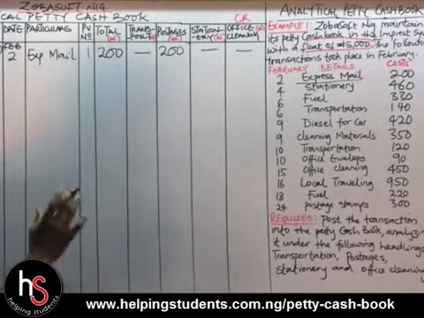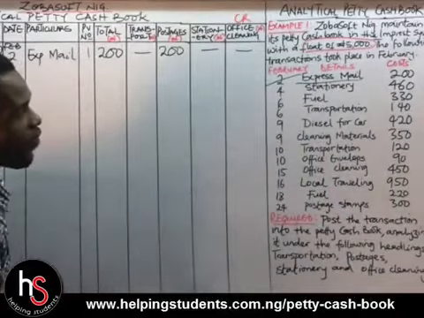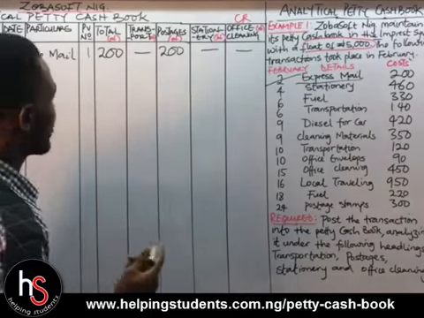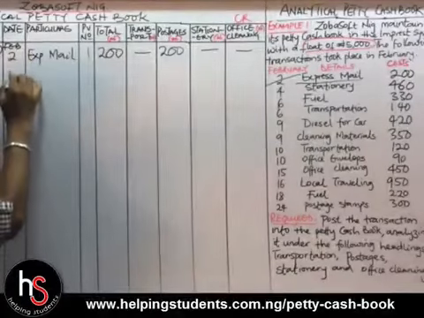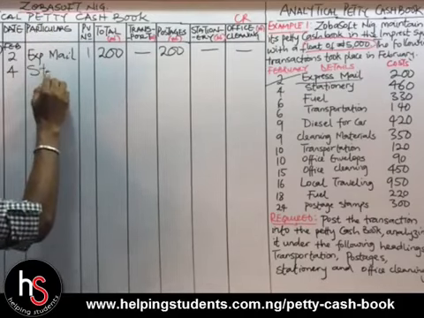Okay? Now, once you are done with this, you move to the next one. The next transaction is what? On the 4th, it said stationery, 460. So you come over to the date, we have the 4th. Particulars will be what? Stationery.